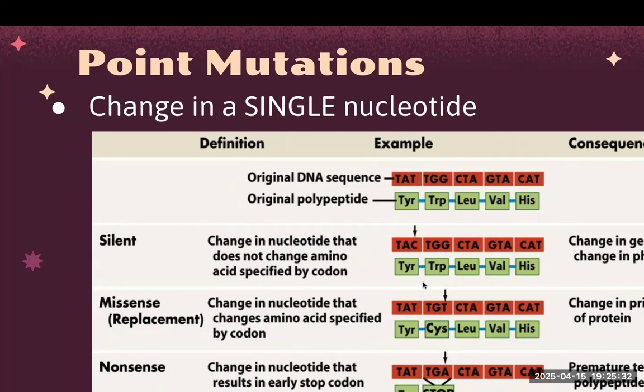A point mutation is just a change in a single nucleotide. Each of these letters is a nucleotide, right? That's the base for a nucleotide. A point mutation would be changing one of those nucleotides. You can swap it with another one, or you can take it away, or you can add an extra, but it's just ones. Frameshift. These are all point mutations. Everything on this slide is a point mutation.